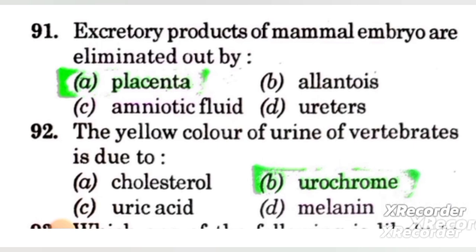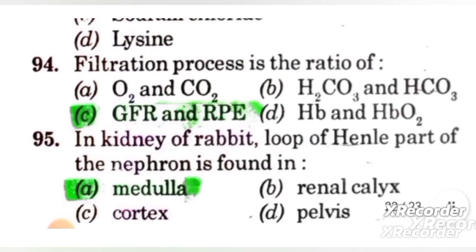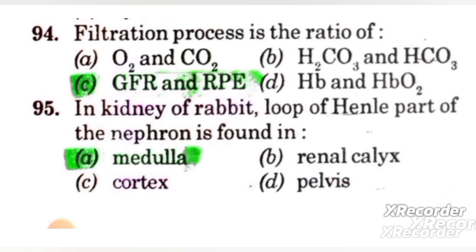Next 91. Excretory products of mammal embryo are eliminated out by answer A, Placenta. Next 92. The yellow color of urine of vertebrates is due to answer B, Urochrome. Next 93. Which one of the following is likely to accumulate in a dangerous proportion in the blood of a person whose kidney is not working? Answer A, Urea. Next 94. Filtration fraction is the ratio of answer C, GFR and RPF.